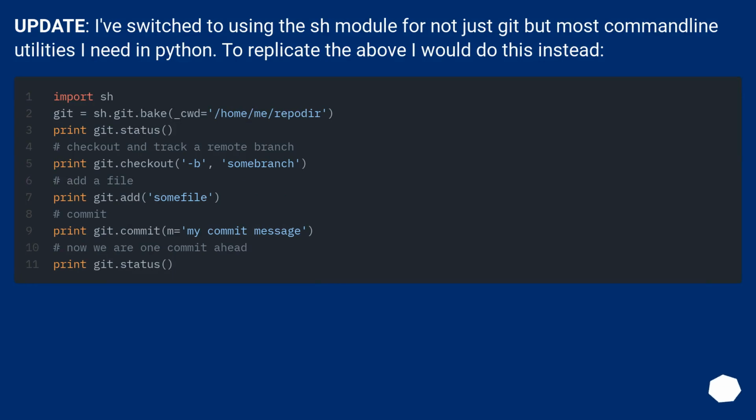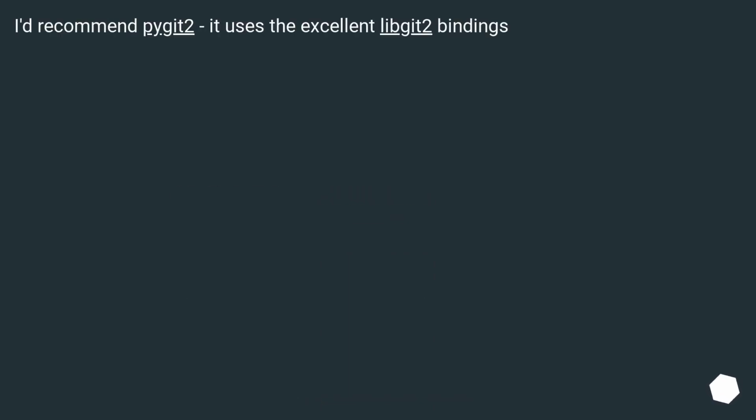Update: I've switched to using the sh module for not just Git but most command line utilities I need in Python. To replicate the above I would do this instead. I'd recommend Pygit too. It uses the excellent libgit2 bindings.